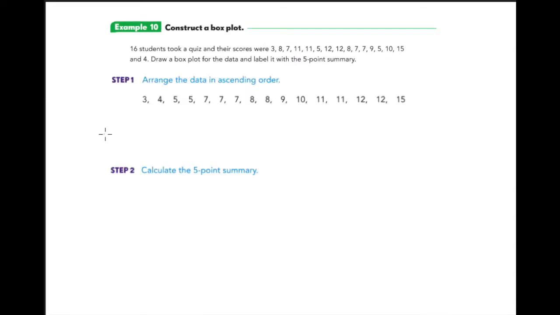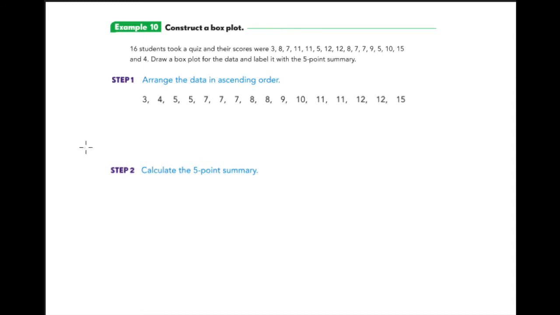For example 10, we're going to create a box plot. The first step to creating a box plot is to identify our 5-point summary. So we need to start by ordering our numbers in ascending order. Once your data is arranged in ascending order, step 2 would be to calculate the 5-point summary. So we want to find the 2 extremes and the 3 quartiles.